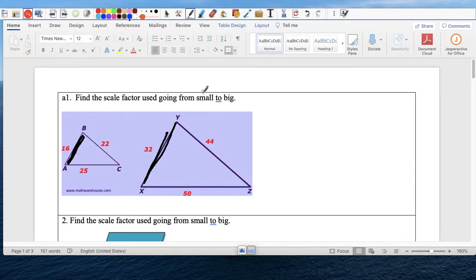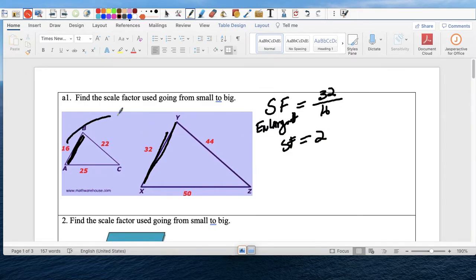So by what scale factor? What do you multiply each side by to get the measurements of the bigger triangle? To do that, scale factor, this is an enlargement, right? And we divide the corresponding sides, the larger, 32 divided by 16, and our scale factor is 2, which you already knew because this one's pretty obvious, right?